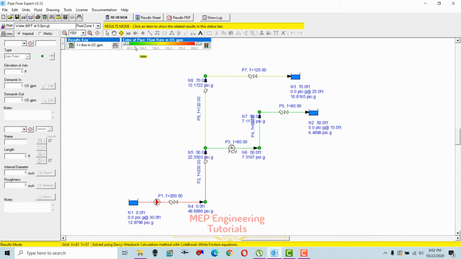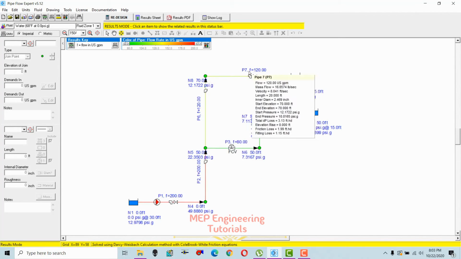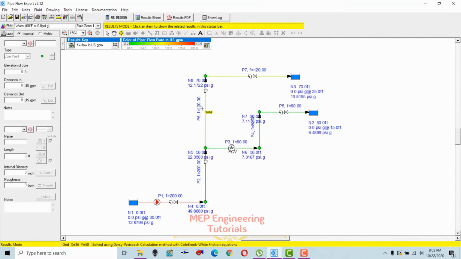Then dark green is like 80 GPM this way, and this is the flow control valve that is supplying 80 GPM to this tank 2, and in the middle you see that light green color that's flowing this way, that means around 120 GPM this way. Or you can see that this F means flow 120 GPM, this is 120 GPM, this F means 80 GPM, and this F is 200 GPM.